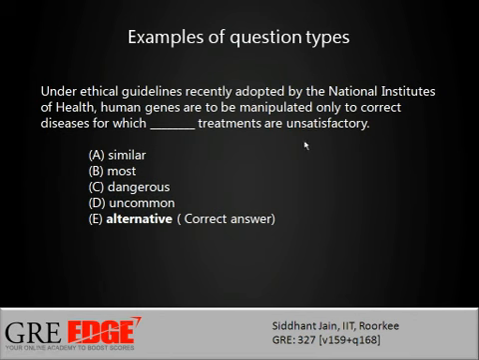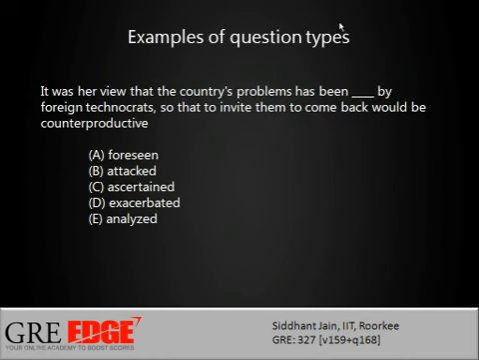Now let's go to the next example. It was her view that the country's problems had been dashed by foreign technocrats, so that to invite them to come back would be counterproductive. Now what is the correct answer? Exactly, D, exacerbated. And the first person to answer this correctly is Abhay. So a big round of applause for Abhay. Good job, Abhay. You are the first person to answer. Ankit is also clapping for you.